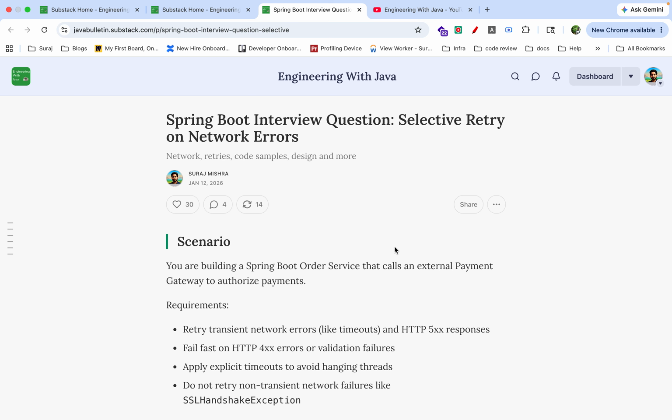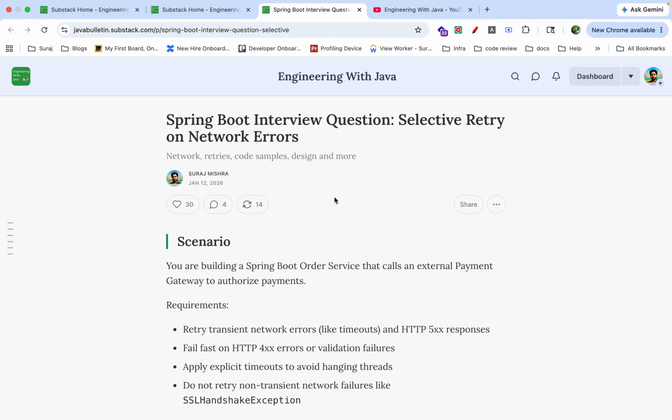So we are back with another interview question. This is a Spring Boot interview question called Selective Retry on Network Errors. So let's read through the scenario first and then try to understand what the question is. And we'll go through the explanation of it and we'll try to figure out the answer as we go through.